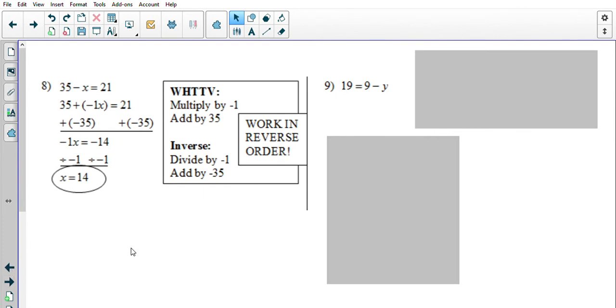All right, so numbers 8 and 9 are very similar. In fact, number 8 is basically the same as question number 9, just with different numbers. Number 8 is done for us. The question is 35 minus x equals 21.